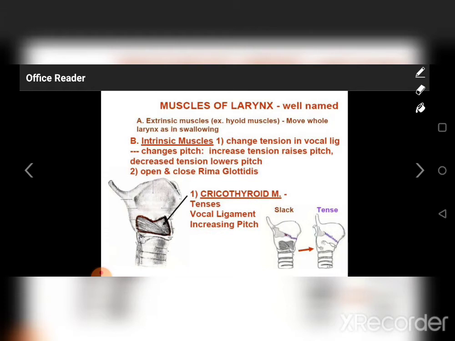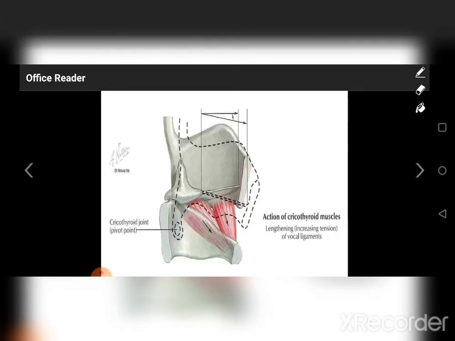Opening and closing of the rima glottidis. So these intrinsic muscles: first is the cricothyroid muscle. It tenses the vocal ligament and increases the pitch. The cricothyroid muscle is highlighted in this diagram. This is the cricothyroid muscle. So here we can see the cricothyroid muscle. It tenses the vocal cords.